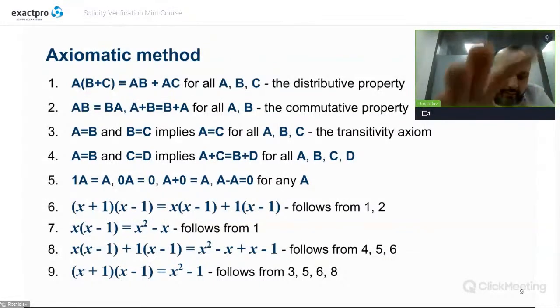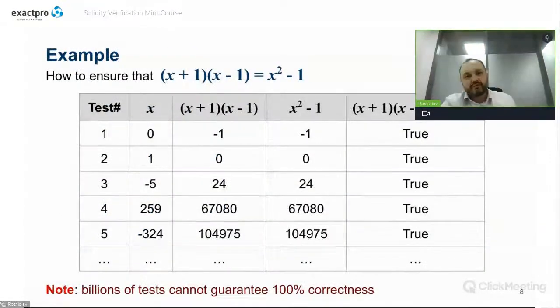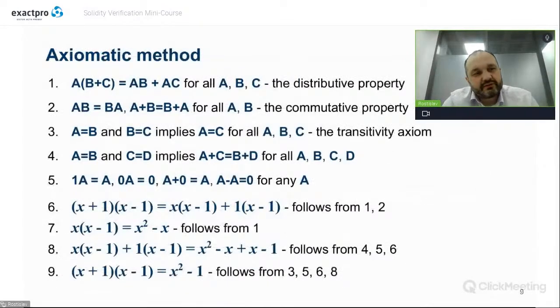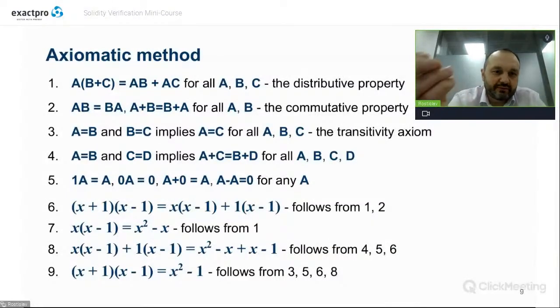And finally, step by step, you get line number 9, which is exactly what we need to get. So the idea is that instead of testing particular inputs and particular values of outputs, we start from basic axioms and step by step derive properties which are universally valid, which are always true. And since we started from the very basics, at step 9 we can be sure that this is always true for all possible values of x, right? So that's basically the idea of the axiomatic method.